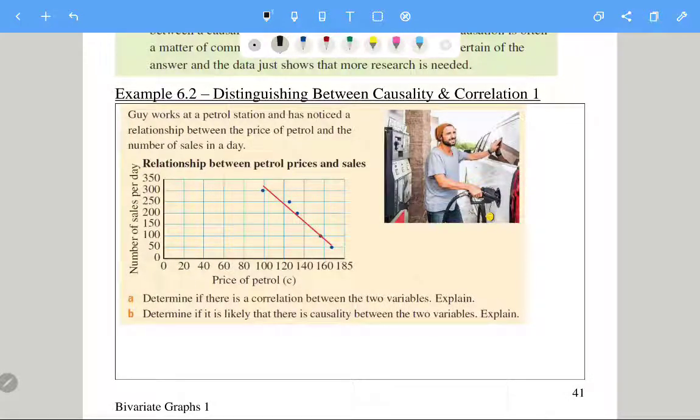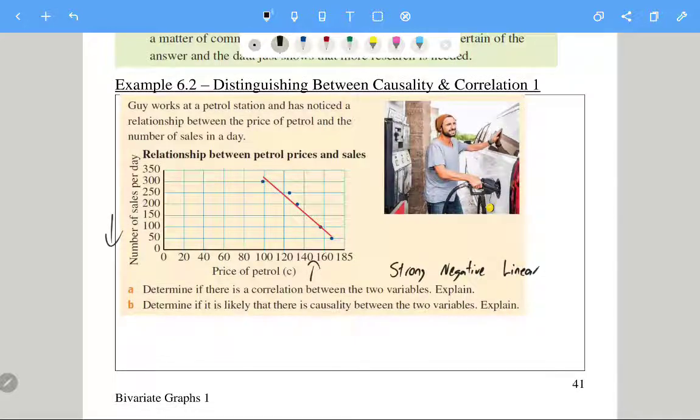It looks pretty linear. So I'd say that it is strong, negative, linear. Meaning as the price of petrol goes up, the number of sales per day would go down. Alrighty. However, is there a causality, or is there any likelihood of a causality?